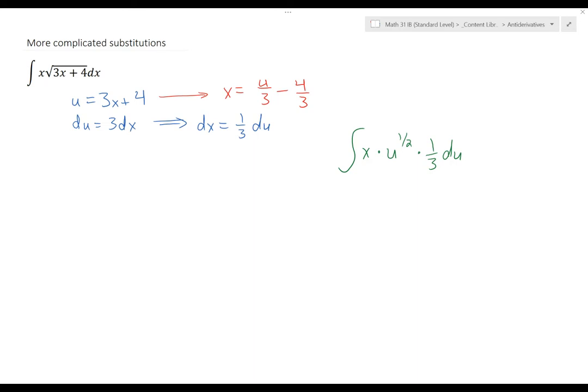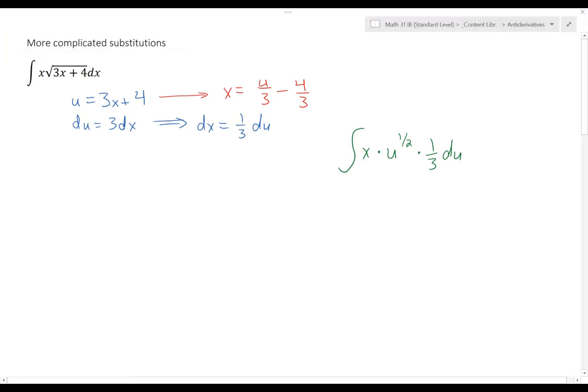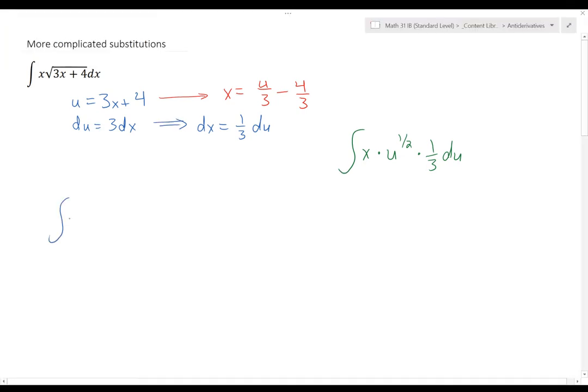And the reason it does is because it's fine to have the binomial with no exponent. What's tricky is having a binomial with an exponent, particularly where that exponent is rational. So 3x plus 4 to the power of 1/2 is harder to deal with than u over 3 minus 4 over 3. So let's actually substitute this last bit in as well.